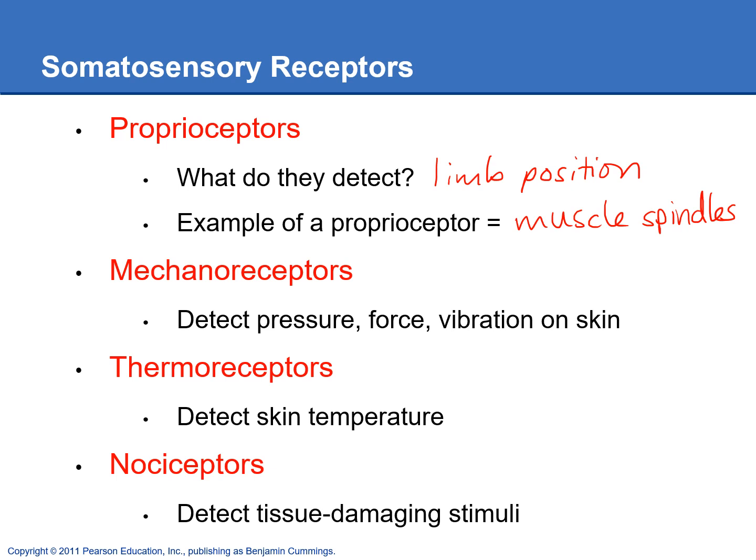Another type of somatosensory receptor we have are mechanoreceptors, so they're really important for touch. And then we have thermoreceptors, which obviously are going to detect skin temperature. So are you touching something hot, something cold? And then remember, nociceptors are going to be detecting pain. So that would be important to remember.